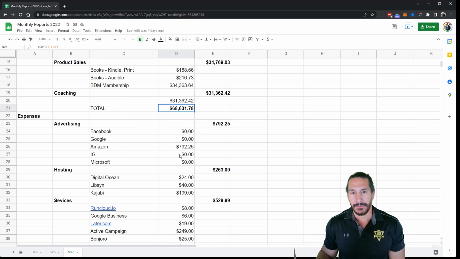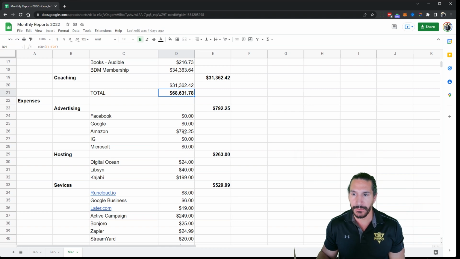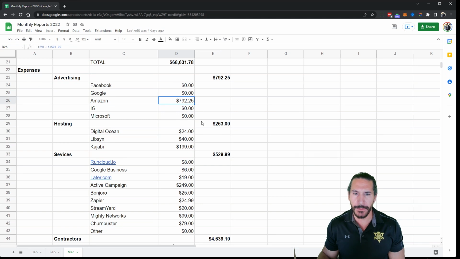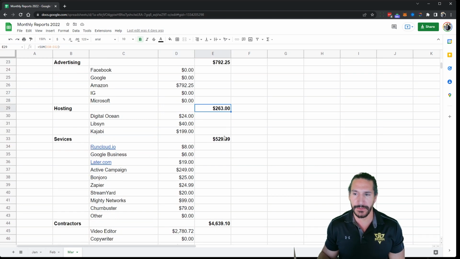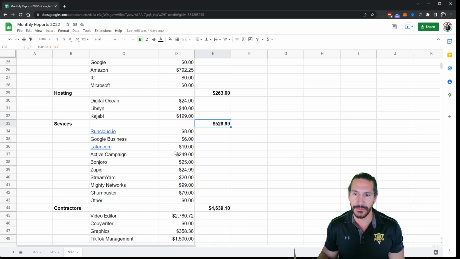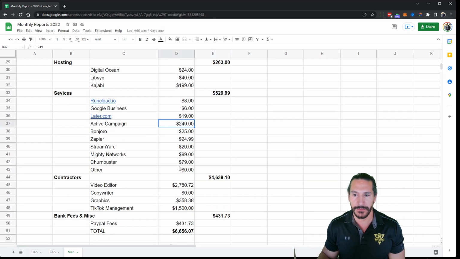Not much expense, really. Some advertising. Like I said, I was running some Amazon ads here. Those are optional, it doesn't need to be done, but I'm doing it to test out this experiment here. A little bit of hosting fees, not much there. The services I pay for email is the most expensive one. Active Campaign there, some other services in there.